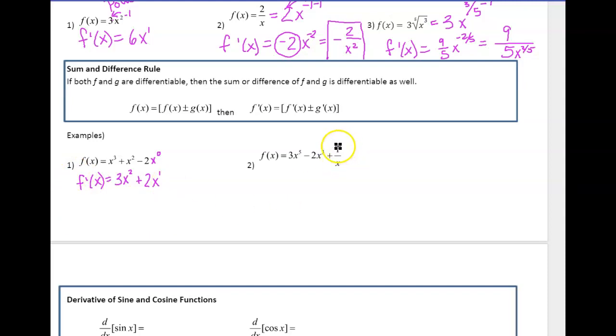This one, I want to rewrite this before I start. Okay? So now we're ready for the power rule. So bring down and multiply, subtract 1. Bring down and multiply, subtract 1. And bring down and subtract 1.